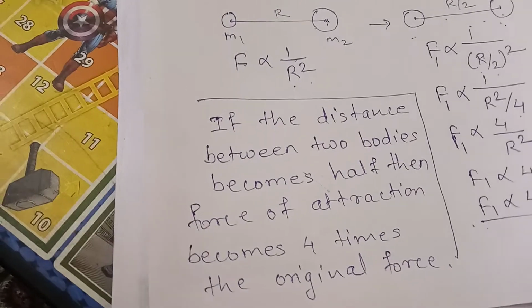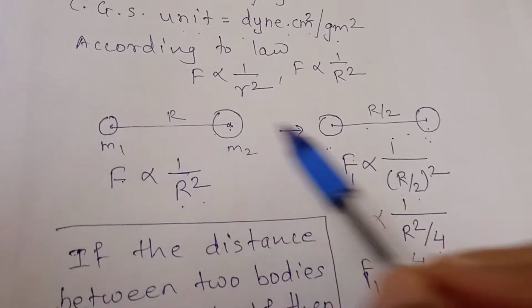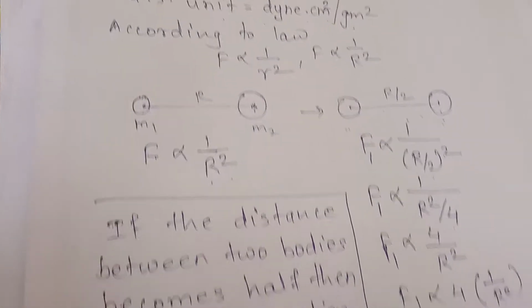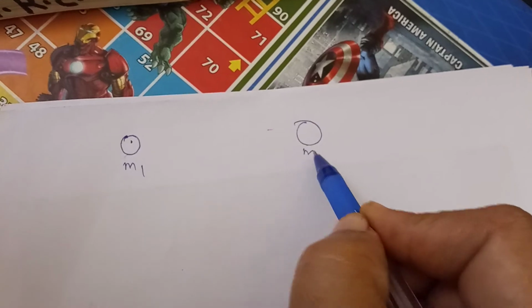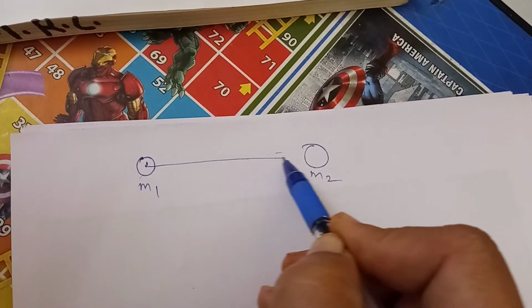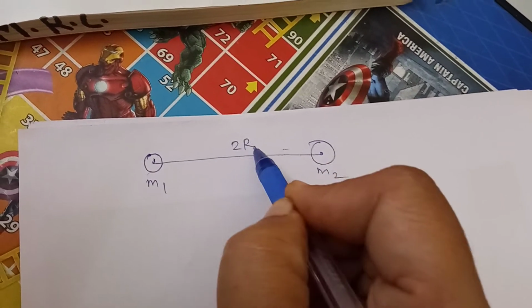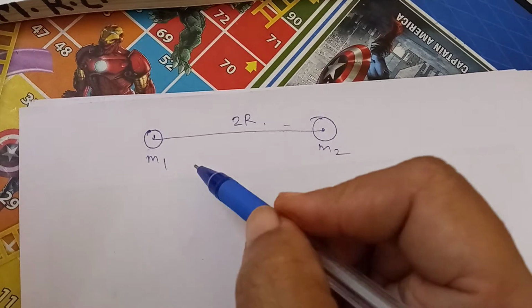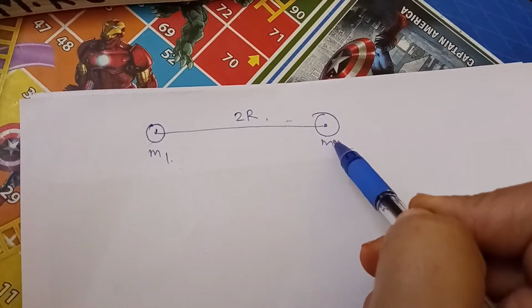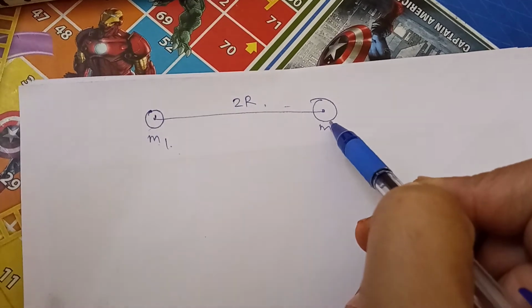Now see, we took the distance half. Now if we double the distance, what will happen? See, same bodies, masses m1 and m2. The distance between their centers is now not r by 2, but 2r. That is, we double the distance between the two bodies, keeping their masses the same.